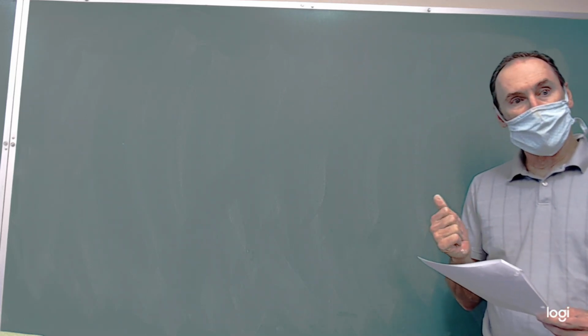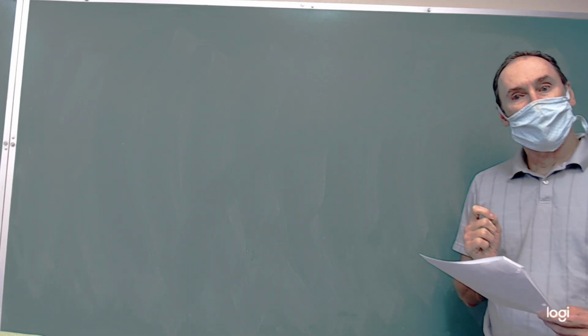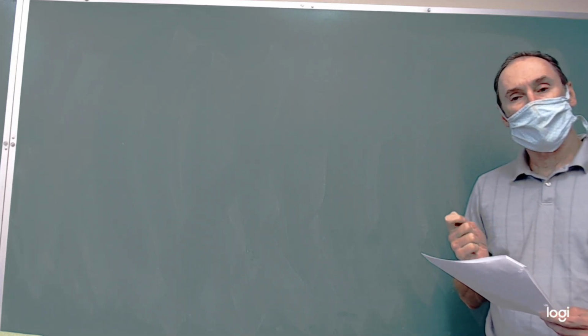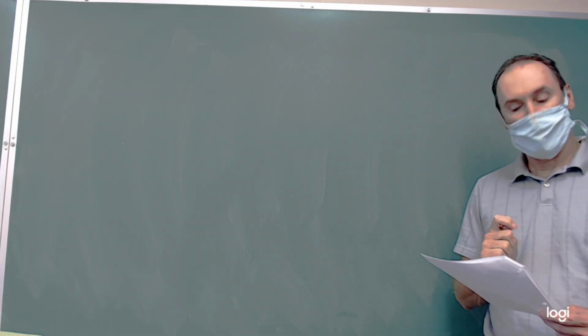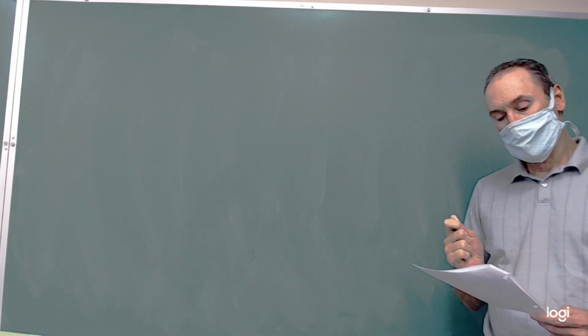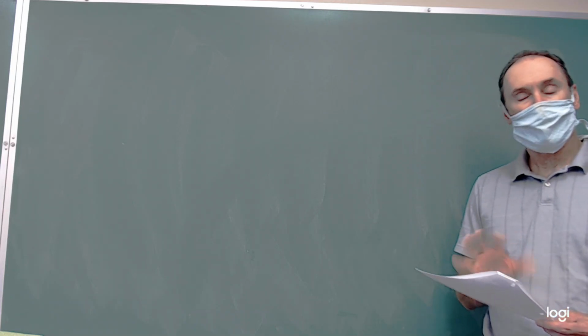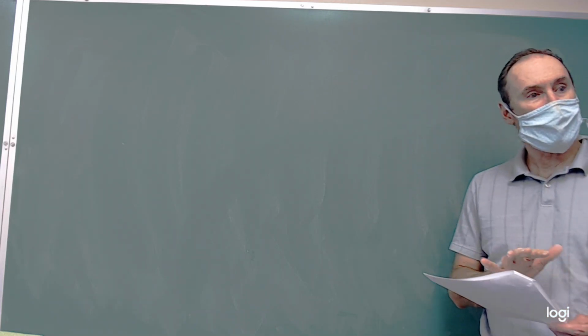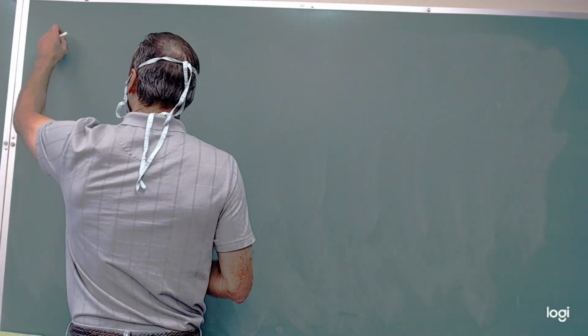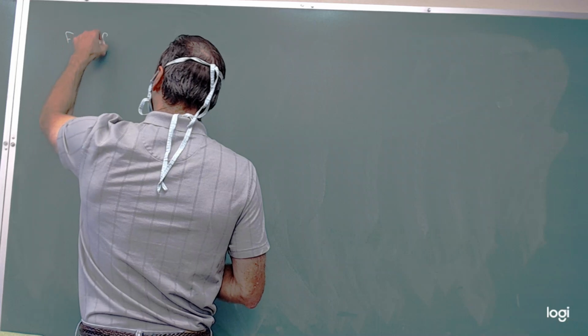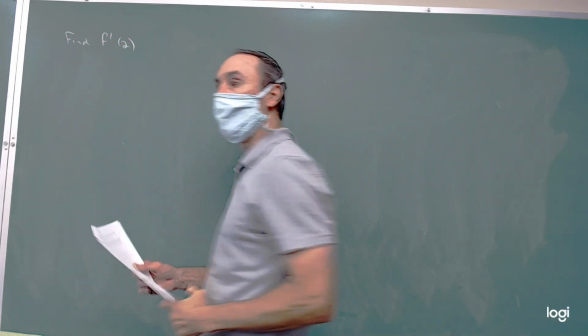I think, if you watched the supplemental video, I did it using f of x minus f of c over x minus c. I'll do this the other way here so you can see an alternative version of that. So we're trying to find f prime of 2 is what our goal is.